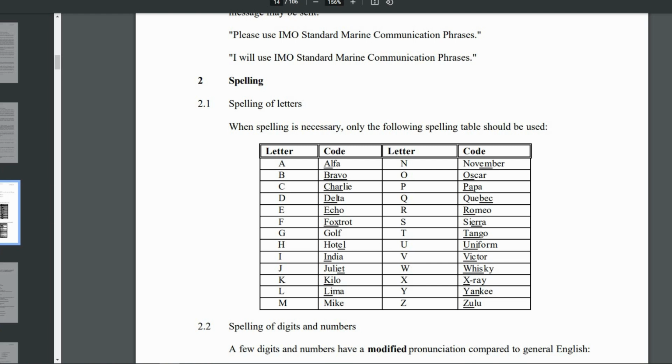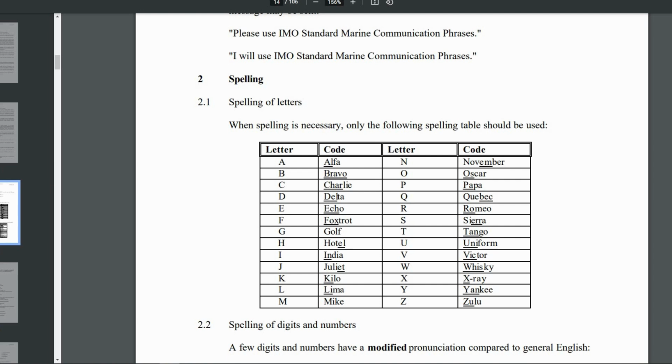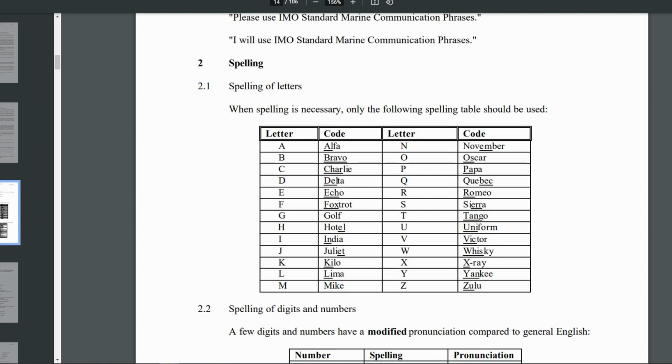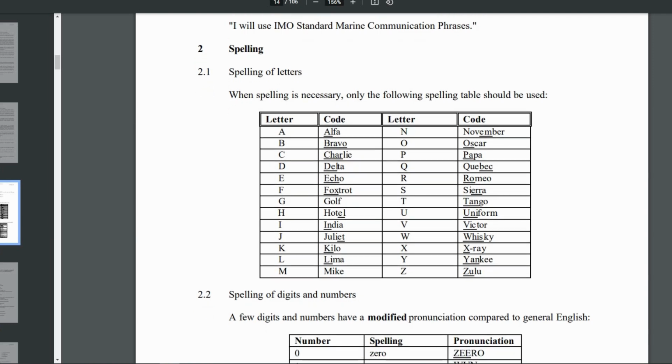S, Sierra. T, Tango. U, Uniform. V, Victor. W, Whiskey. X, X-ray. Y, Yankee. Z, Zulu.